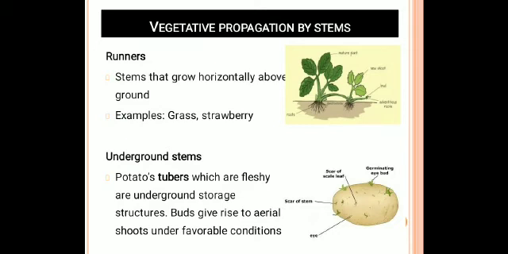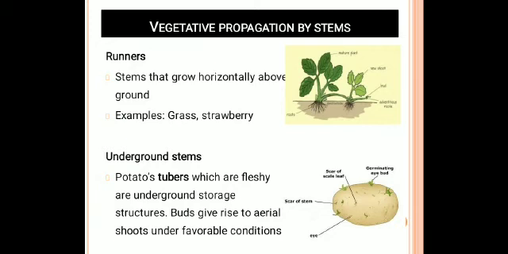So finally these buds are detached, and the new plant is produced. In this way runners develop into new plants by vegetative propagation by the stems. Examples are grasses, strawberry, and some other plants. So these are all vegetative propagation by the runners.